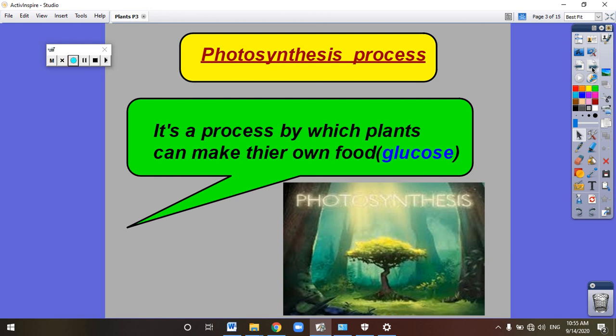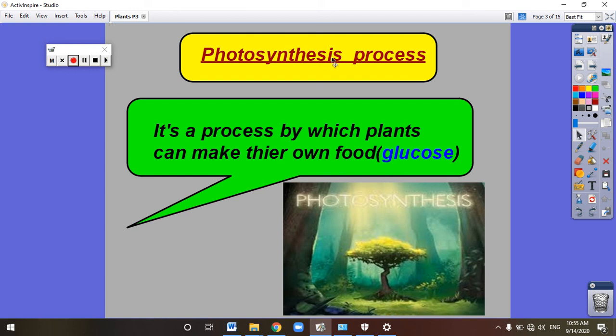They can make their own food by a process called photosynthesis. What is the meaning of photosynthesis? Photosynthesis means cooking. When your mother enters the kitchen and starts to make your food, your mother is cooking. And also the plants. When the plants make their own food, this process is called photosynthesis.